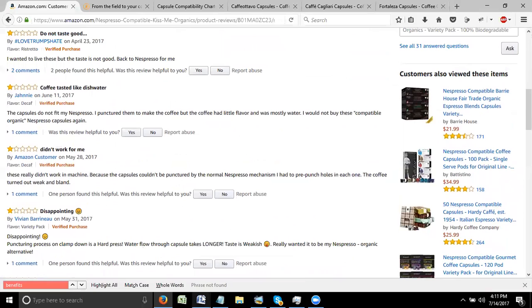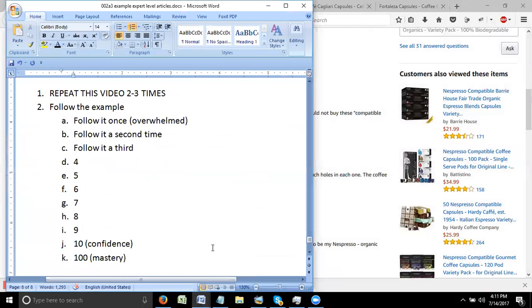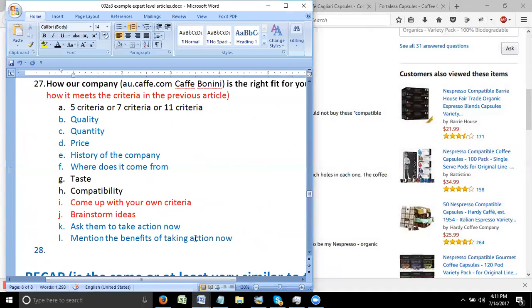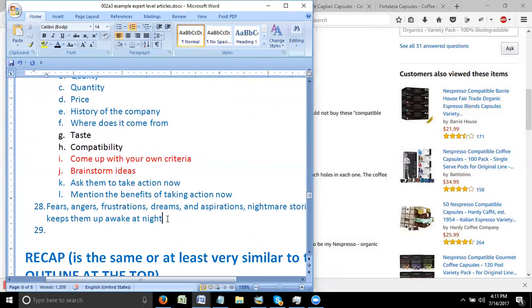So you can see here the fears, angers, and frustrations of the people in this industry, and how you use that. We might not have an immediate way to use that, but let's just put a section here for the fears, angers, frustrations, dreams, and aspirations. The nightmare stories. Now these are nightmare stories. What keeps them awake at night. So let's just add this section here.